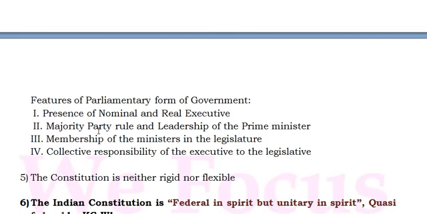And the membership of the ministers in the legislature: in the legislature there will be ministers. And there is collective responsibility of the executive to the legislature. It means that if the Prime Minister has made some mistake, it is binding on the entire executive. And one more special feature is that the Indian Constitution is neither rigid nor flexible.